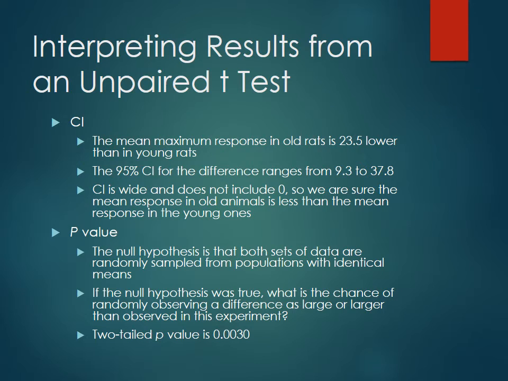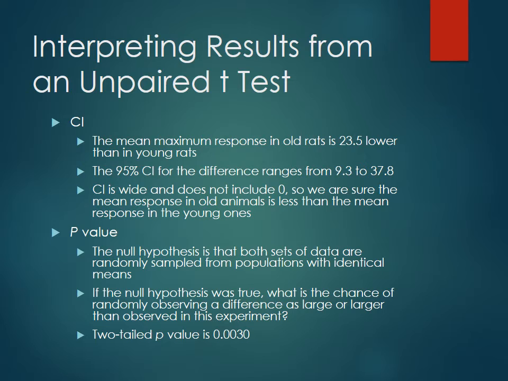Okay, so interpreting the results from an unpaired t-test, the mean maximum response for the old rats was 23.5, whatever units, lower than in the young rats, and that confidence interval ranged between 9.3 to 37.8. So we know the true mean difference would be somewhere in that range 95% of the time. And even though the confidence interval is wide, because we're using a relatively small number of samples, because it does not include 0, we can conclude that the old rats were statistically significantly different in their bladder relaxation response than the young rats.